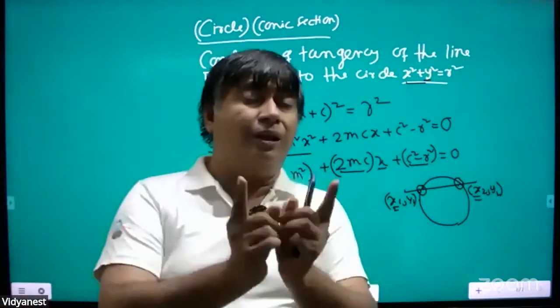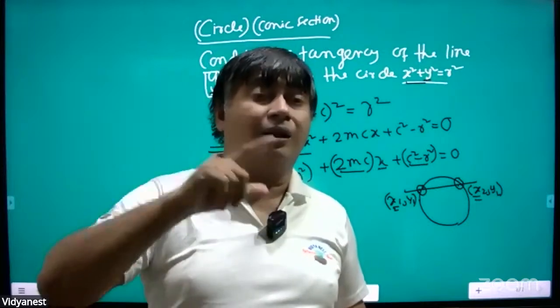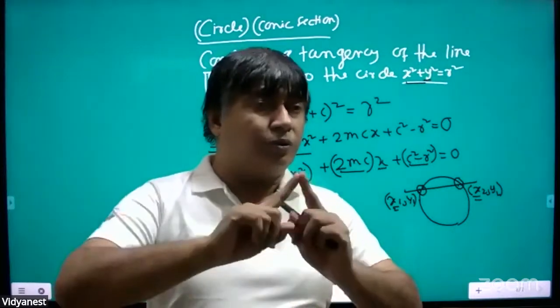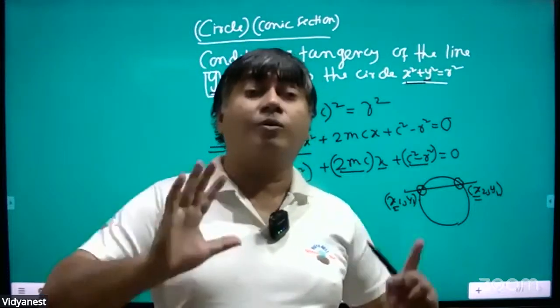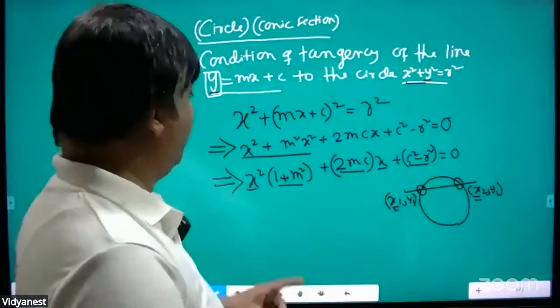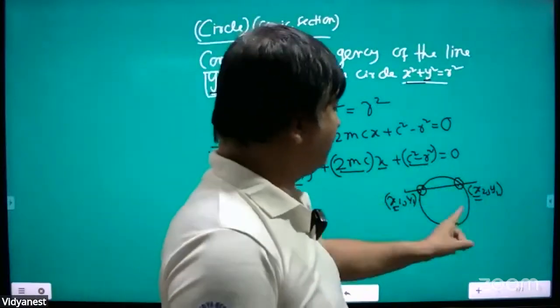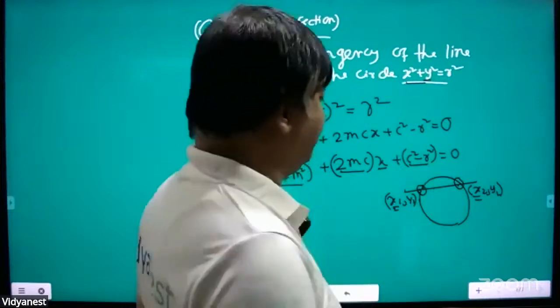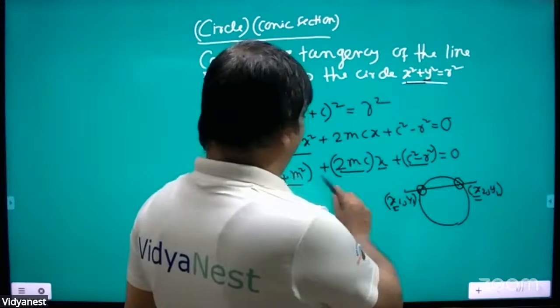ये दो वैल्यू लेके कौन इक्वेशन मिलेगा? क्लास 10 में किया था क्वाड्रेटिक इक्वेशन. So once you get two roots, that will form a quadratic equation. So this line meets the circle at 2 points, means these 2 points with this circle and line form a quadratic equation.